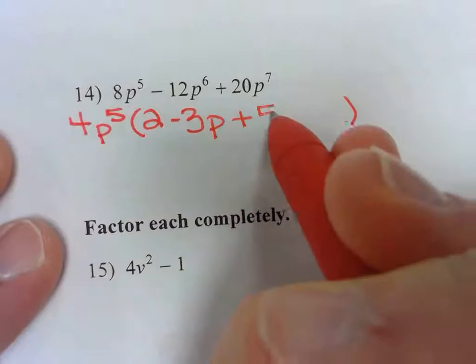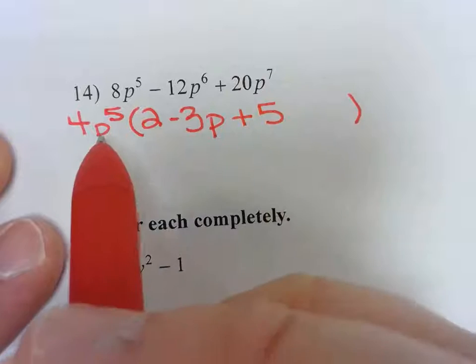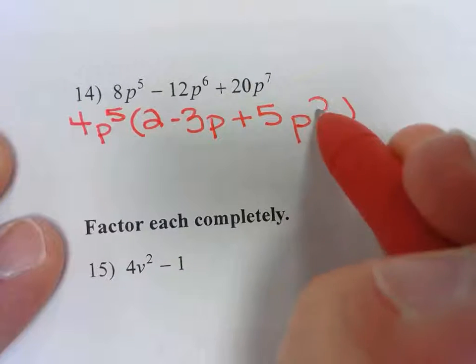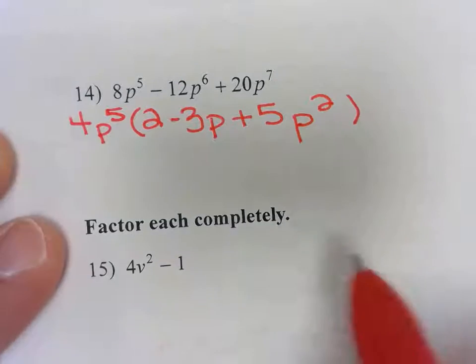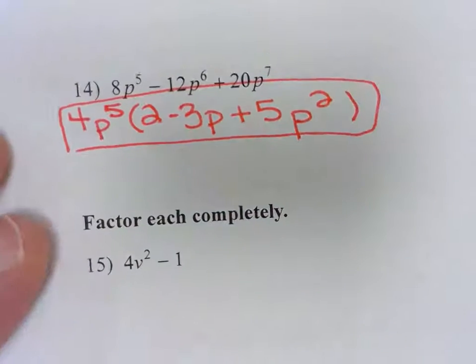5. P to the 5th. If I started with p to the 7th and took out p to the 5th, I have p to the what left over? Second. So that's going to be p squared. And that is your answer. So 12 through 14 was just taking out your GCF.